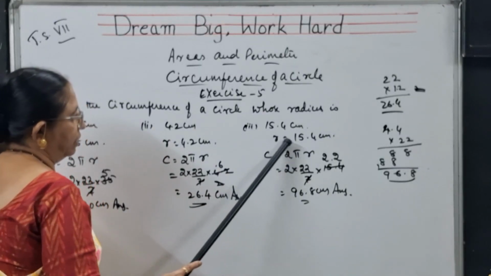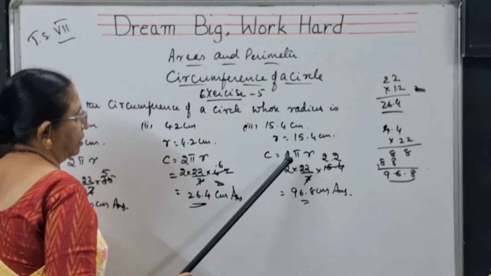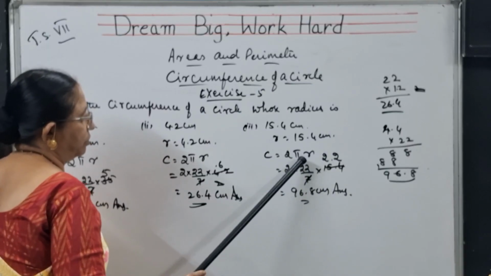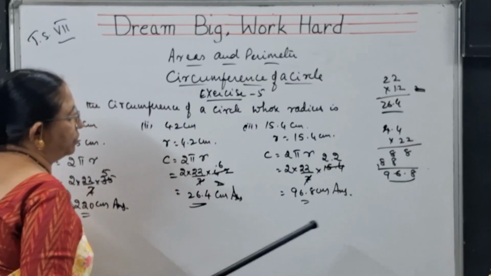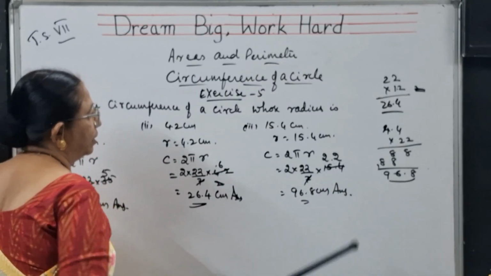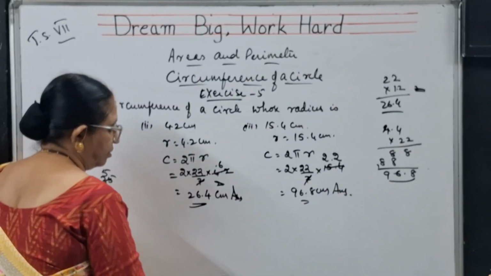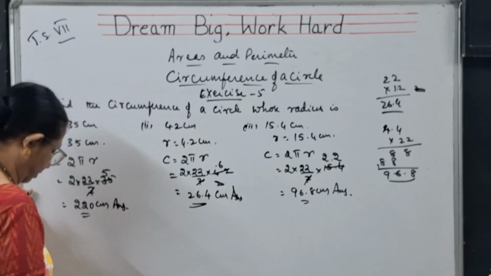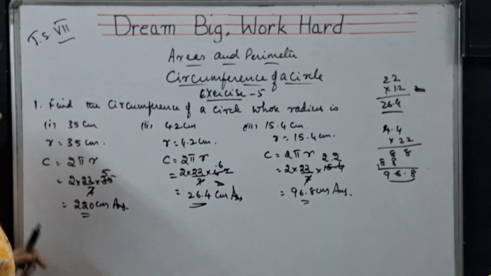15.4, again radius is 15.4. Say circumference is 2 pi r, 2 into 22 by 7 into 15.4. So 7 twos are 14, so 4.4 into 22, that is 96.8 centimeters as the circumference of the circle. Please note it down, children.